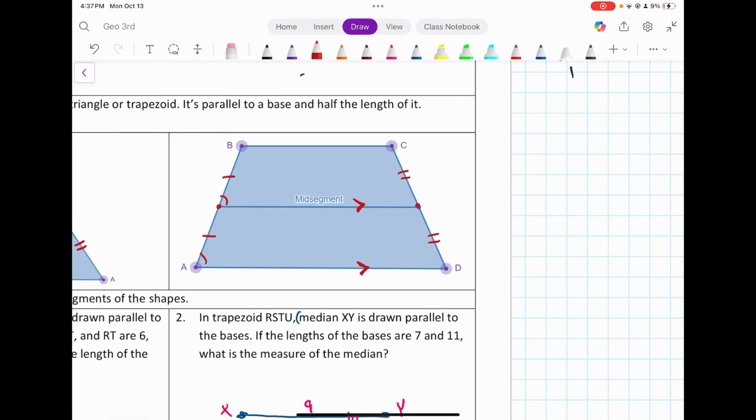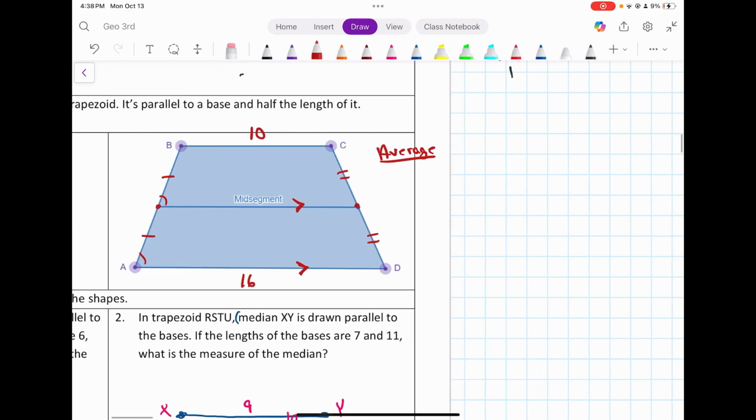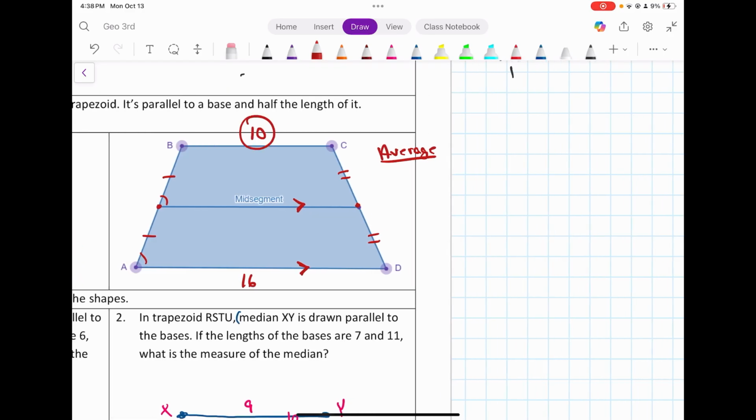But to find a midsegment of a trapezoid, let's say the top is 10 and the bottom is 16. The midsegment, since it's located in the middle, another word that we always use for middle is the average. Okay, so the midsegment, since it's located in between 10 and 16, we can simply average those two numbers. If you don't remember how to average, we simply add them and divide by 2. And we find the number that's in between 10 and 16 when we do that, which is actually 13, which is the length of the midsegment of this shape.